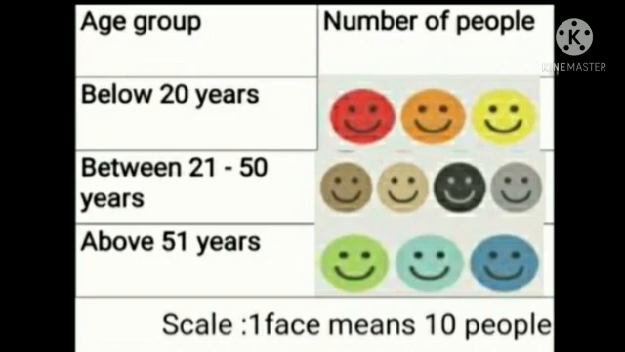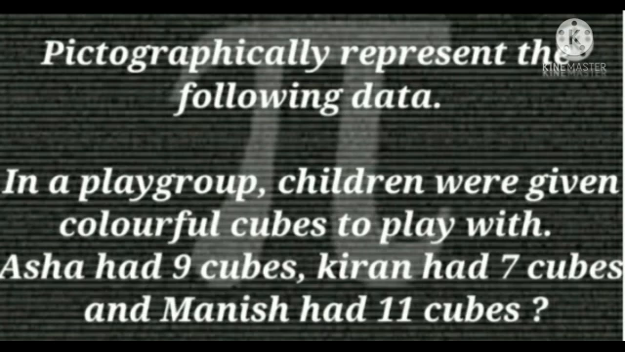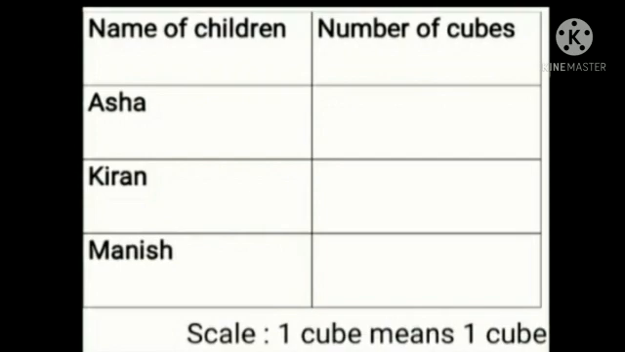Now students, moving on to our next example. Pictographically represent the following data. In a playgroup, children were given colorful cubes to play with. Asha had 9 cubes, Kiran had 7 cubes and Manish had 11 cubes. So here is the table. Name of children are written on the left hand side, number of cubes on the right hand side.